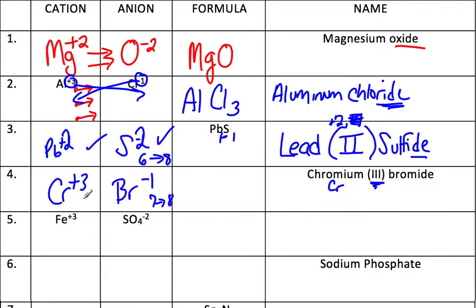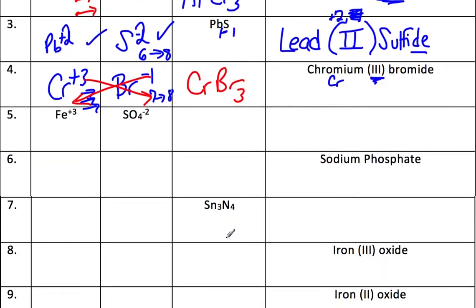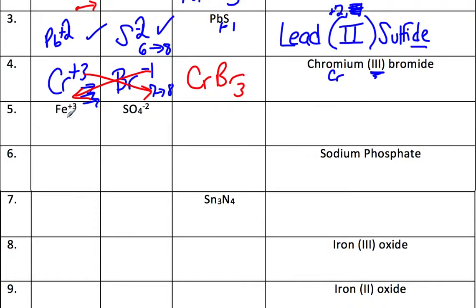So chromium says here, take 3 electrons. Bromine says, I can only take 1, but I'll find some friends. So we crisscross the charges. 3 goes here, 1 goes there. So it's Cr with imaginary 1, Br3. Chromium 3 bromide.